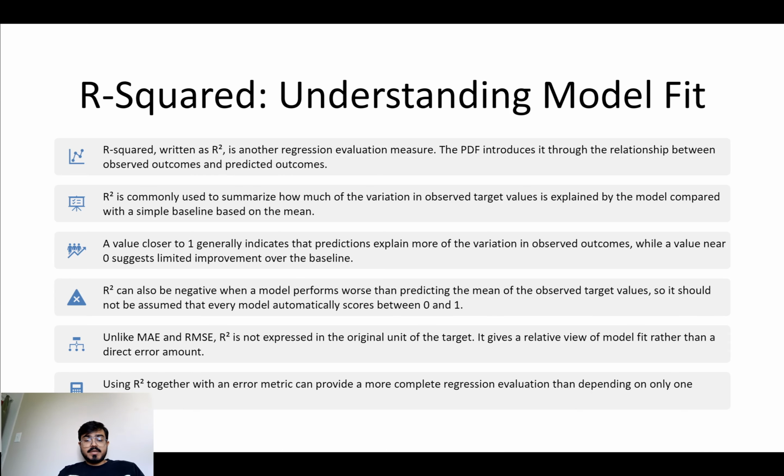Because each regression metric measures something different, machine learning engineers often use R squared together with MAE or RMSE instead of depending on only one metric. So this provides a more complete understanding of the model's performance.